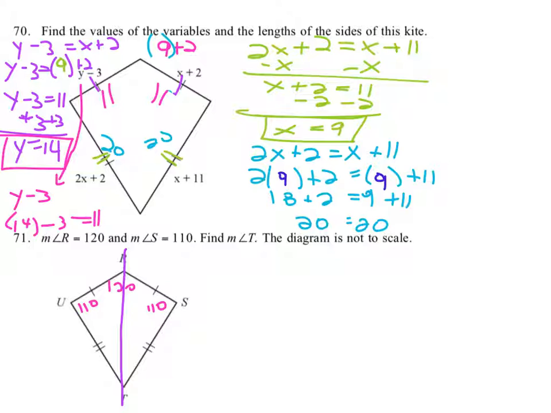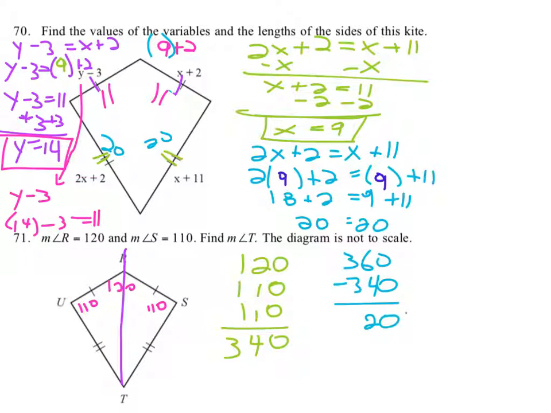Okay? And since it's a quadrilateral, we know that the whole thing adds up to 360. So we already know 3 of the 4 angles, and we can find the 4th one. We can say the top one is 120. Those 2 side ones are 110 and 110. And if it's got to add up to 360, it already adds up to 340. So for t, we could say 360 minus 340, or 20 degrees for t.